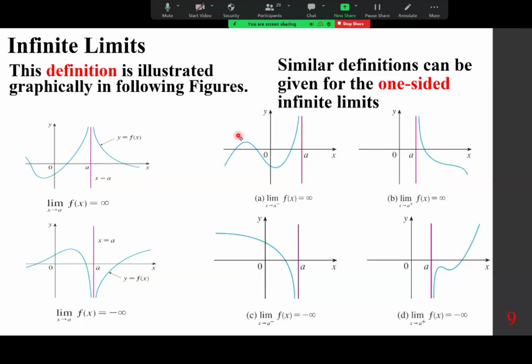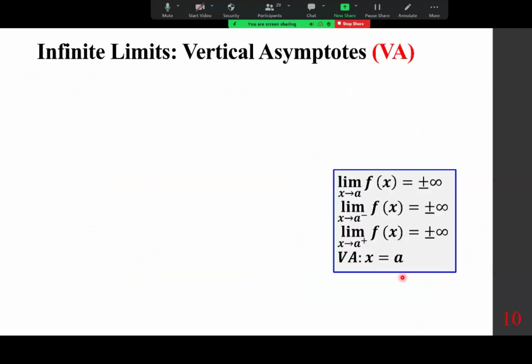And all of these tell us the vertical asymptote, or VA, story: x equals a is the vertical asymptote, because if the limit of f of x as x approaches a, or a from the left or a from the right, gets to negative or positive infinity, then x equals a by definition becomes a vertical asymptote.